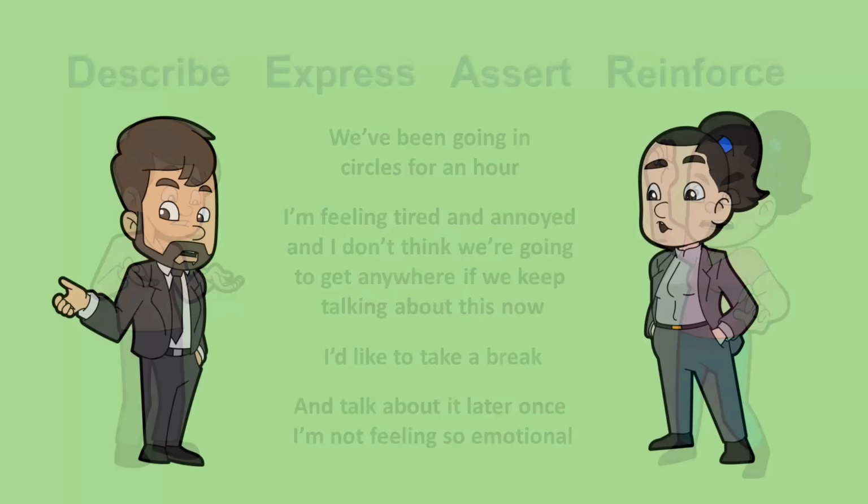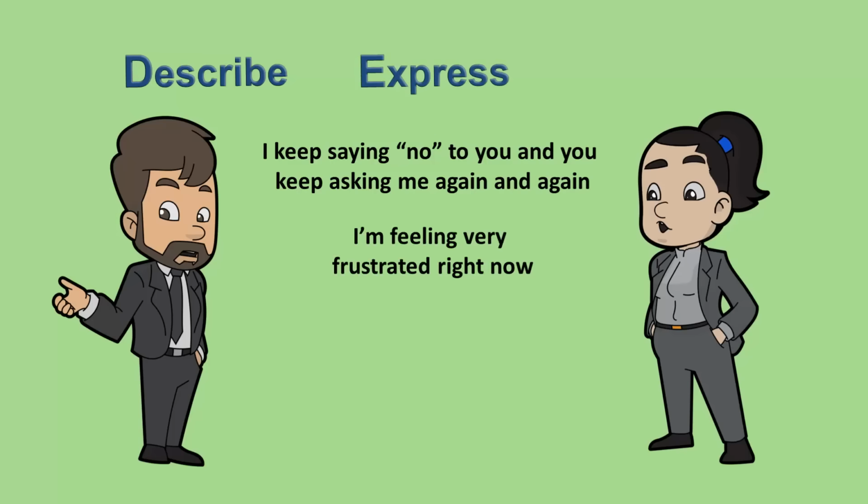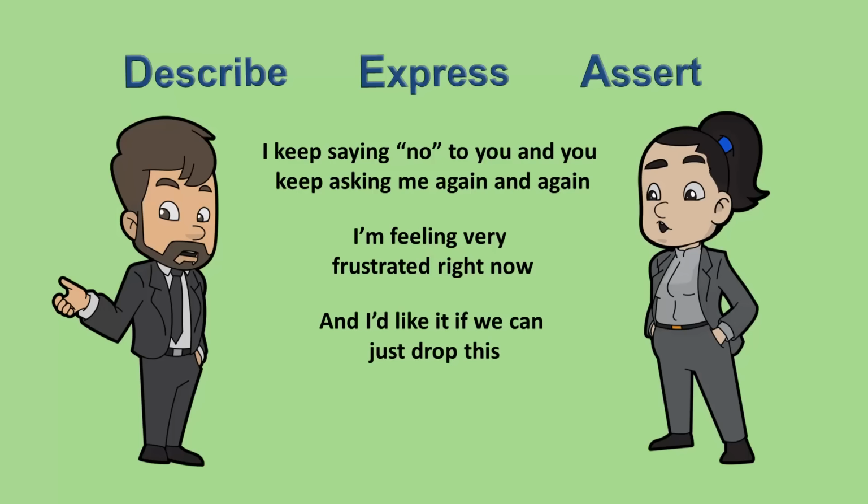Or if the other person isn't being cooperative: I keep saying no to you and you keep asking me again and again. I'm feeling very frustrated right now, and I'd like it if we could just drop this. I'm sorry that I can't help you out. And in this case, maybe there is no reinforcement. We just want to say no and be done with it.